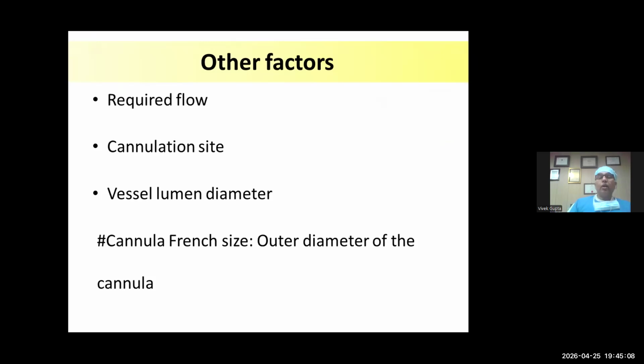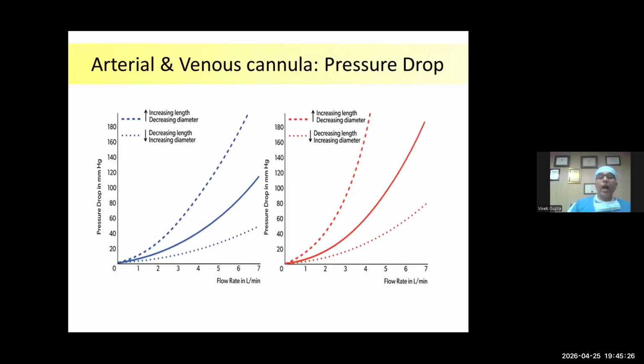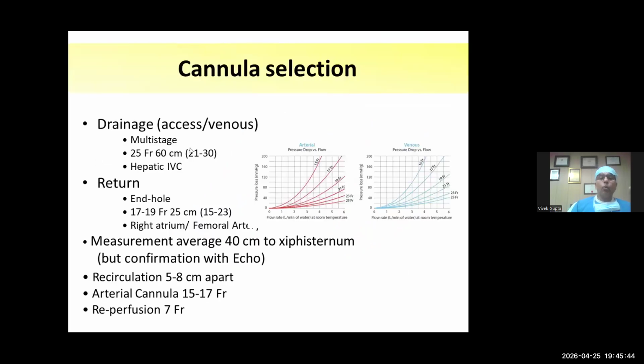When we are choosing a cannula, there are many factors: how much flow is required, and what site we are choosing for cannulation. You must do an ultrasound to see the vessel lumen diameter, and you must know that the cannula French size is related to the outer diameter of the cannula. Whenever you are choosing a cannula, you must think about the pressure drop, because the cannula is a tapering one. When blood is leaving through the access or return, there's a drop in the pressure, and we must know that this drop should not be very high.